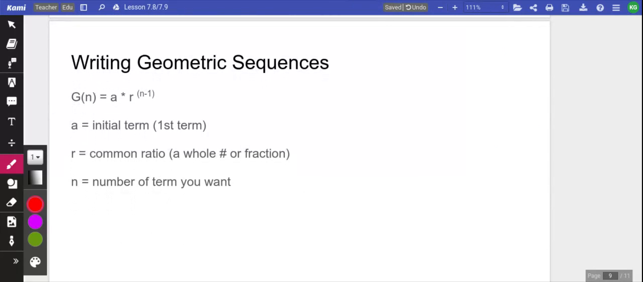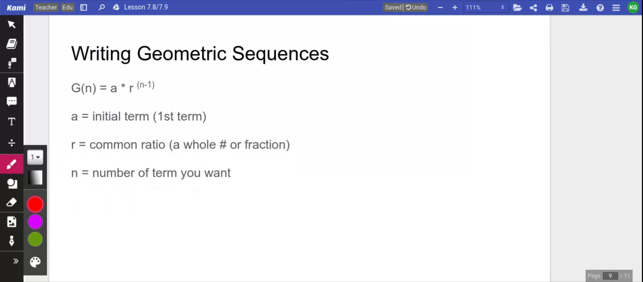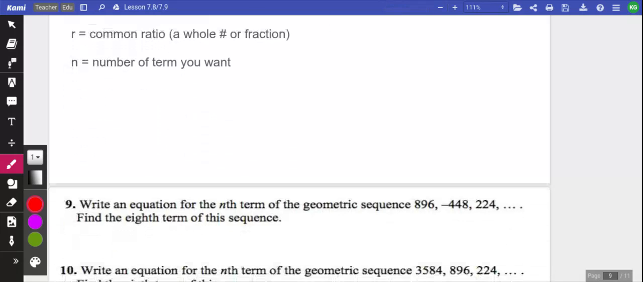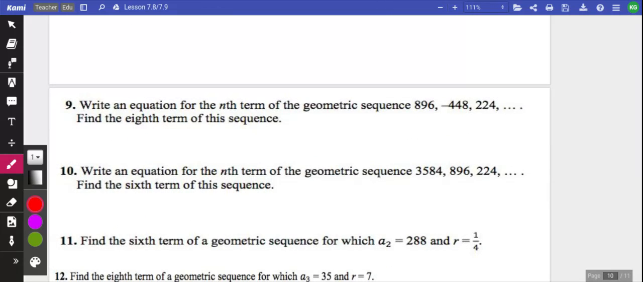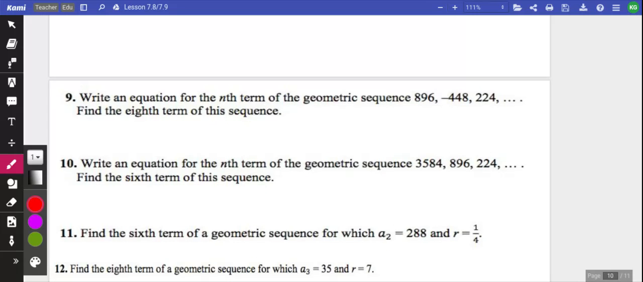Now for the sequence, we're going to use G of n equals. For the arithmetic ones, if you remember from chapter 3, we used A of n equals. So G of n equals A, which is our initial term, times R, which is our common ratio, and then we're going to do it to the n minus 1 power, and n is the term that they're asking for. So this says write an equation for the nth term, so they're not going to give us something to sub in for n for this one.